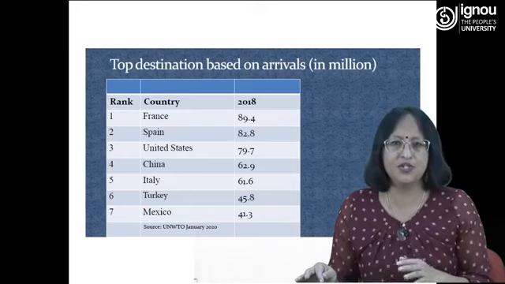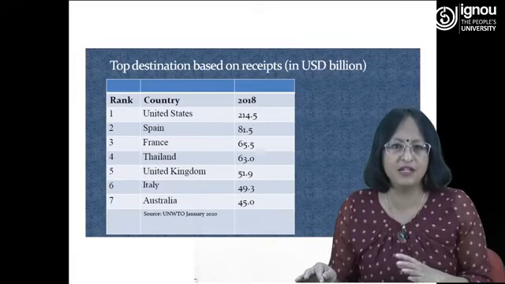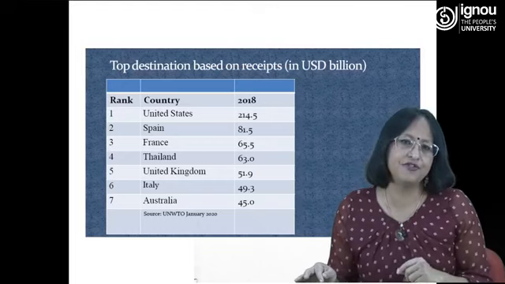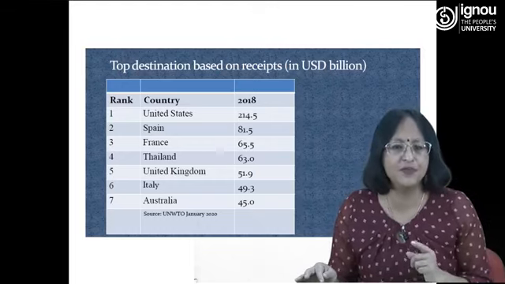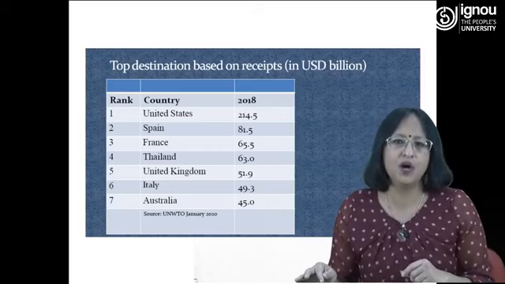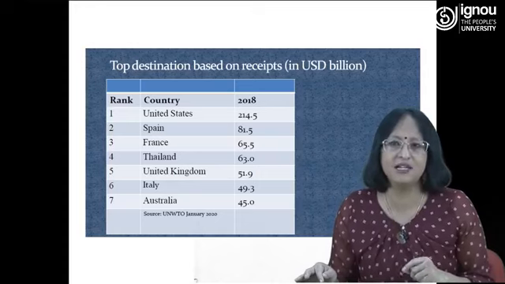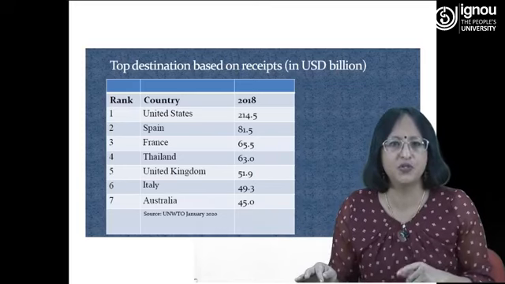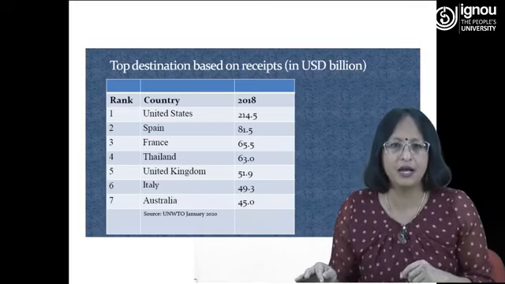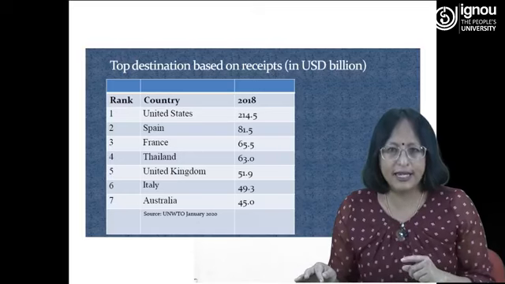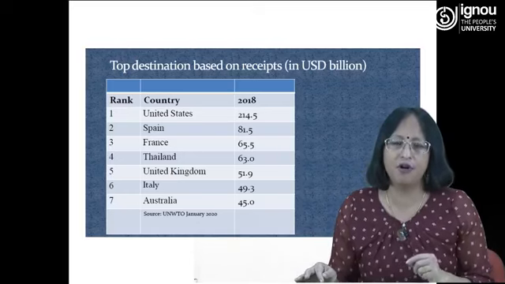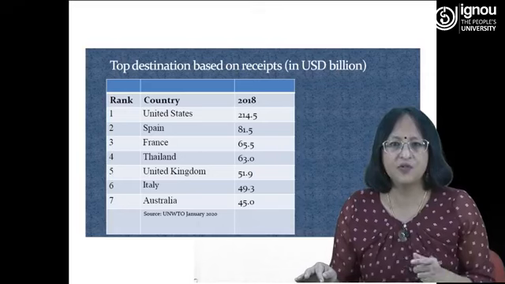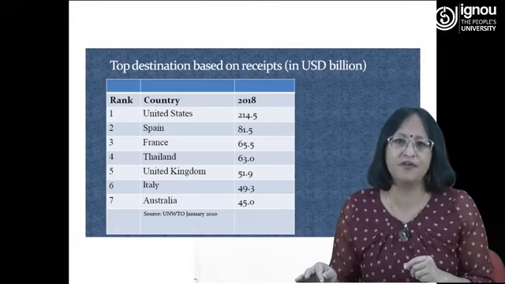Let us look at the tourism receipts and see how the pattern changes. If you look at the previous arrival statistics, the United States was in the 3rd position. Now, in terms of receipts, it is in the 1st position with 214.5 billion US dollars. Spain is 2nd, France is 3rd, whereas in terms of arrival, France was in the 1st position. Looking again at the revenue generated by the United States and France, it is more than triple: France with 65 and the United States with 240.